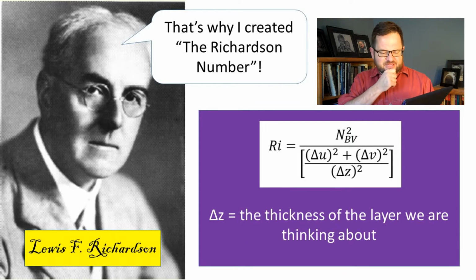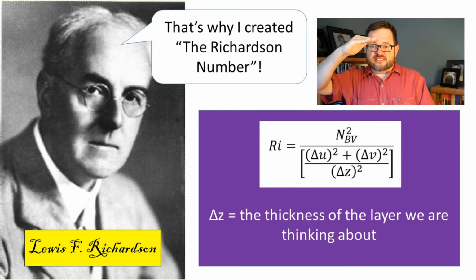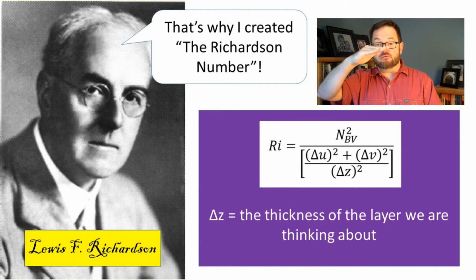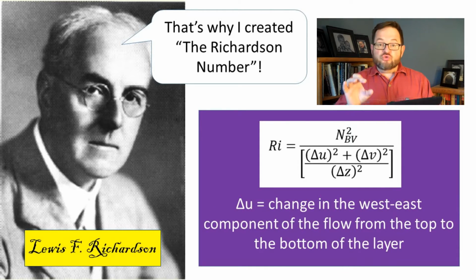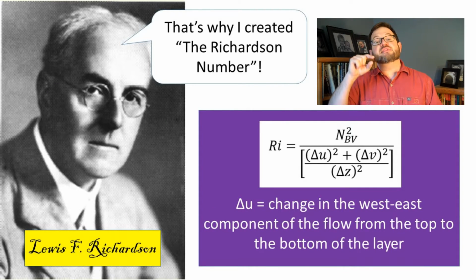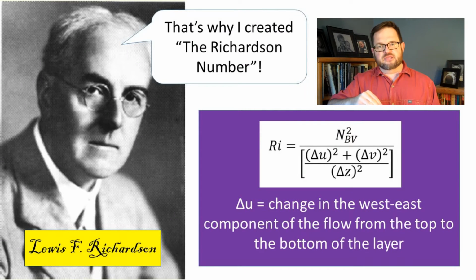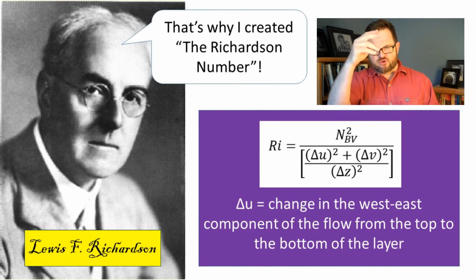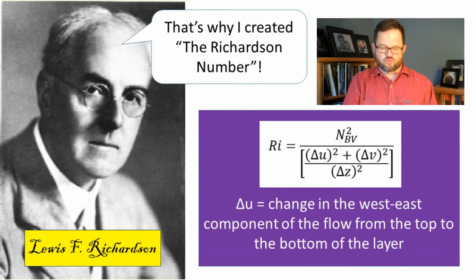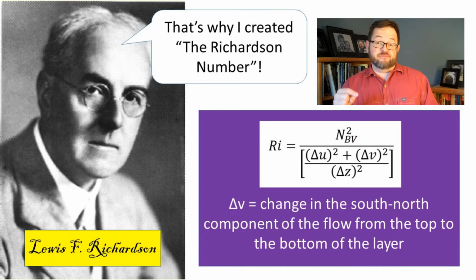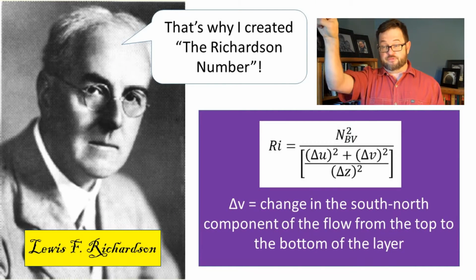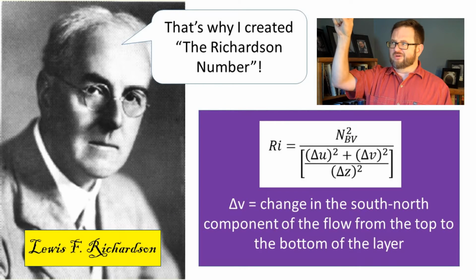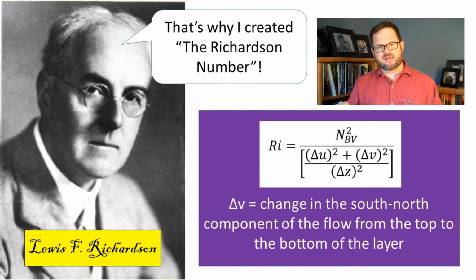Now, in the denominator, there's a bunch of delta U, delta V, delta Z type characters there. The delta Z is going to be the thickness in meters of the layer that we're talking about. And delta U is going to be just the change in the U wind from the top to the bottom of the layer. So you would know the U wind at the top of the layer, the U wind at the bottom of the layer, and take the difference between them. That's delta U. And we can play the same game with delta V, where V is the south to north component of the flow. So you would know the V component of the flow at the top of the layer and the V component of the flow at the bottom of the layer. Take the difference between them. That's delta V.